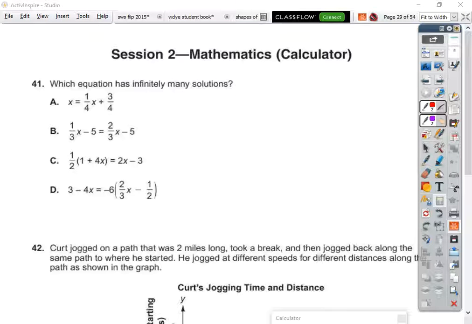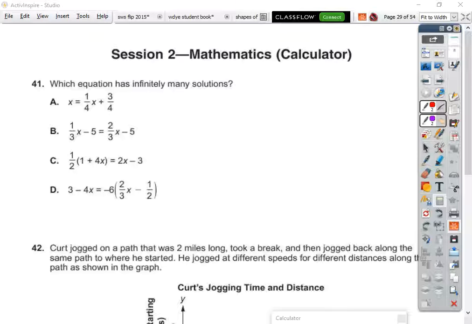Which equation has infinitely many solutions? Now, for an equation to have an infinite number of solutions, you will solve for x and you'll get a true statement. If you get a plain number, it has one solution. If you get a false statement, it has no solution. And if you have a true statement, again, it will be an infinite number of solutions. In other words, it doesn't matter what number you plug in, it will always be the same.